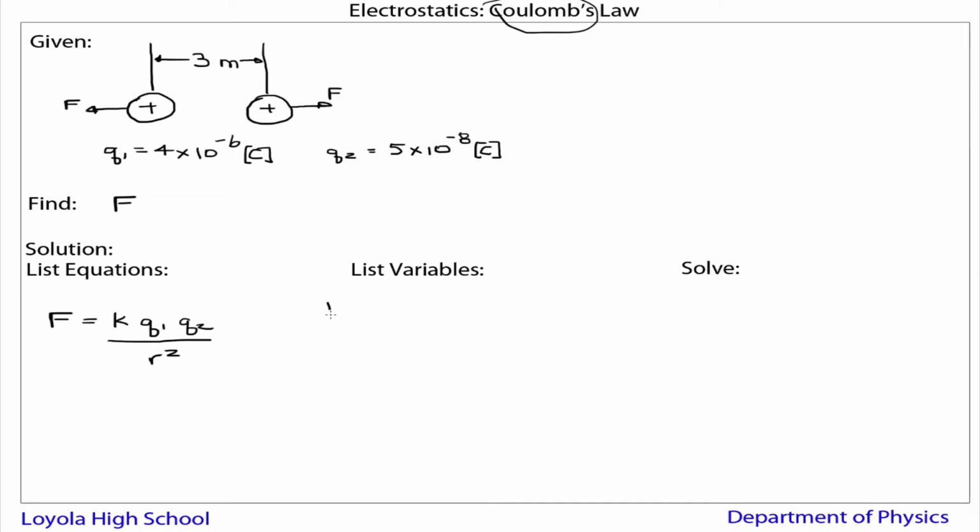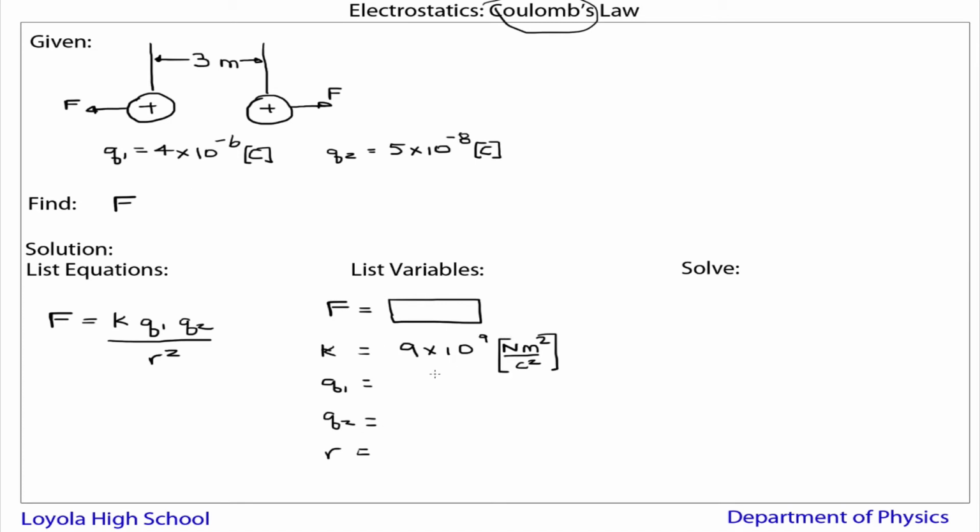So let's list our variables here. F, which we're trying to find, we don't know, but it's going to be in newtons. Then K, Q1, Q2, and R. K is a constant, and that number is actually a pretty large number. It's 9 times 10 to the 9th, and the units are newton meters squared over coulomb squared, and we'll see how the units work out in a little bit.